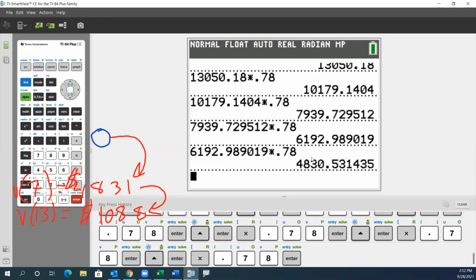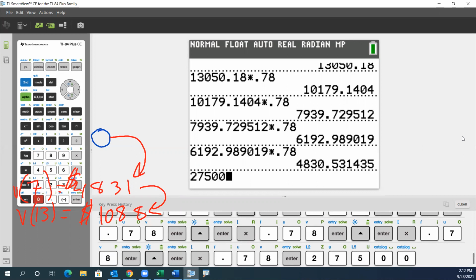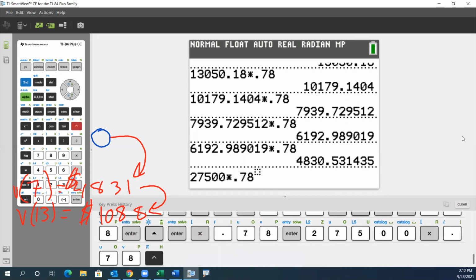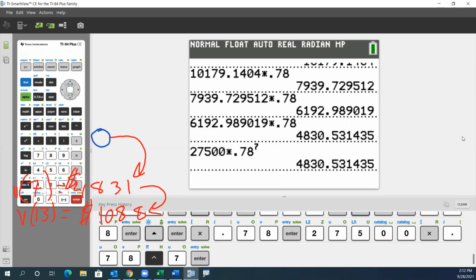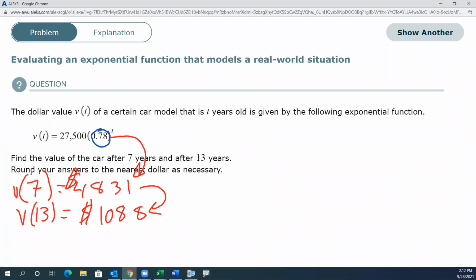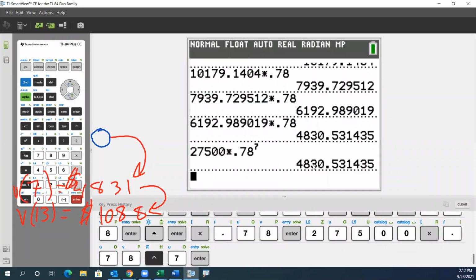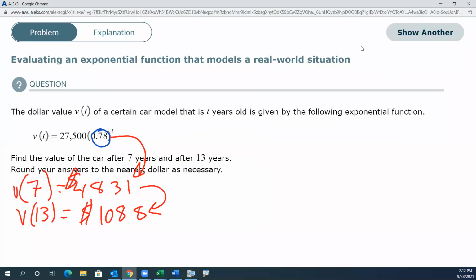That's all that's happening. That's all the exponential function did. It said, let's just take the 27,500 and multiply it by 0.78, but let's do it 7 times. And we get that. But isn't that what we did to find V of 7? We plugged 7 in for t, and we did exactly this thing right here on the calculator, which is the fast version of all this up above. So that's kind of what's going on there to help you understand exponentials.